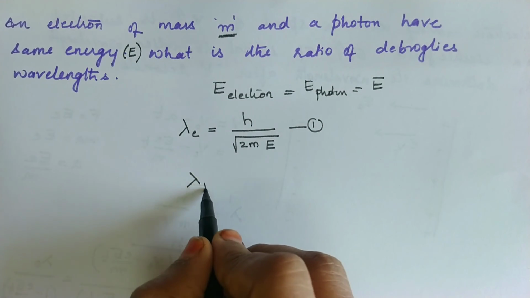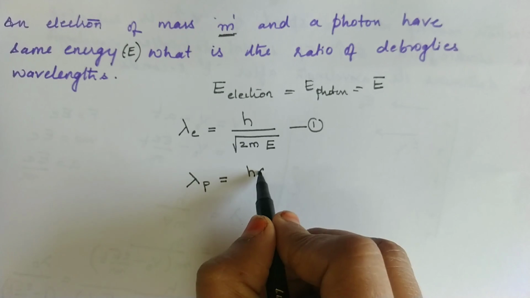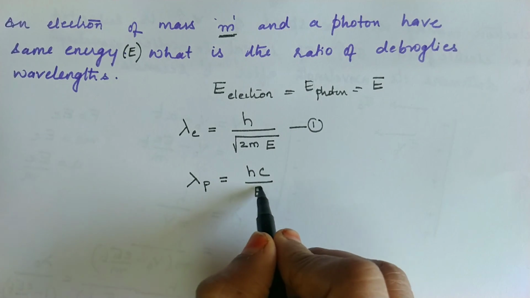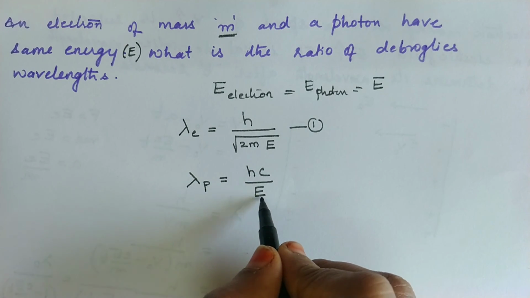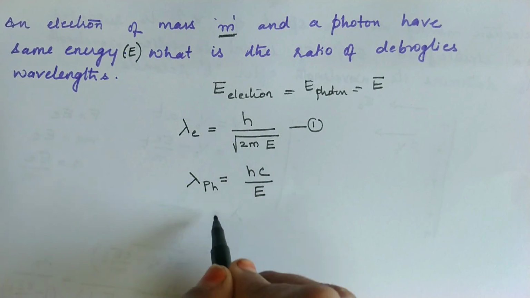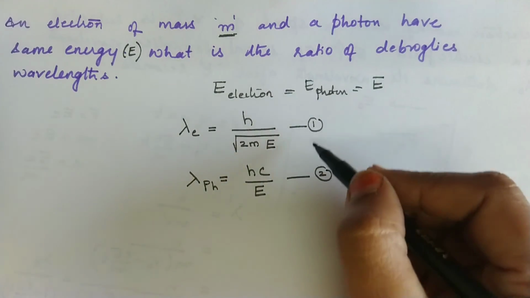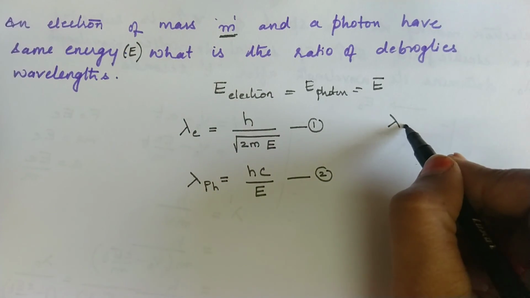And regarding a photon, we can write its wavelength as hc by E, where E is energy. We know energy is hc by lambda, so the wavelength is hc divided by E. This is for a photon. Call this equation 2. They want you to find the ratio between them. So what is the ratio?